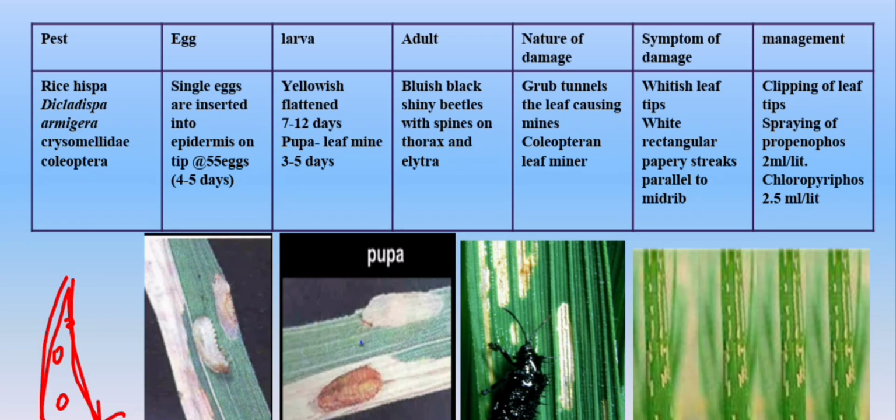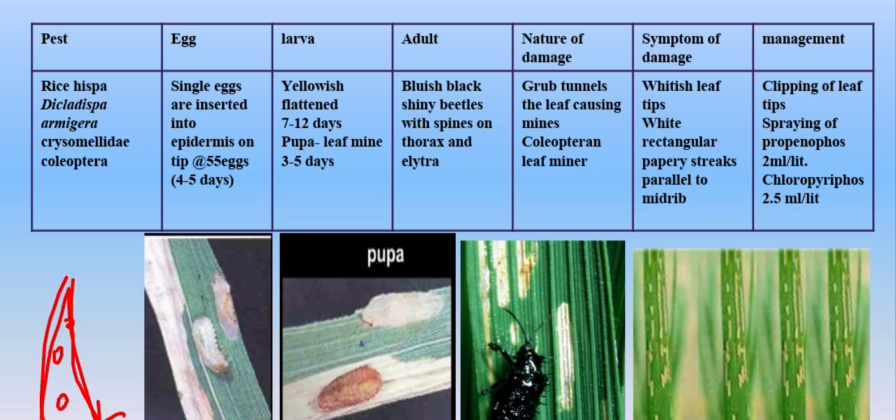One more pest which lays eggs on the tips is rice stem borer, but it will lay eggs in the form of a group. Hispa will lay eggs singly, and generally a female will lay 55 eggs, and these eggs will hatch within 4 to 5 days. Coming to the larva, or we call it a grub, as it is in the order Coleoptera, we call Coleopteran larvae grubs.